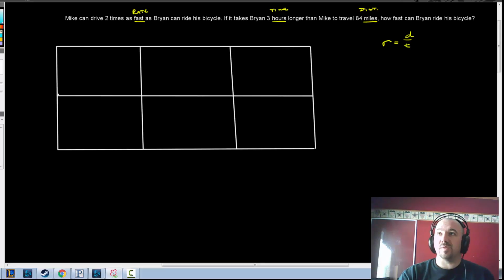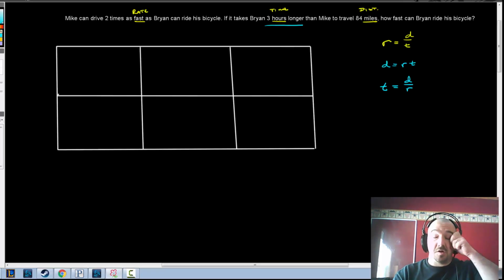If we simply multiply both sides by t, then we get d is equal to r times t, which is distance equals rate times time. That's the one most people tend to be most familiar with. This one, however, because it compares times, we need it in terms of times. So if I divide that second equation by r, then I get t is equal to d over r.